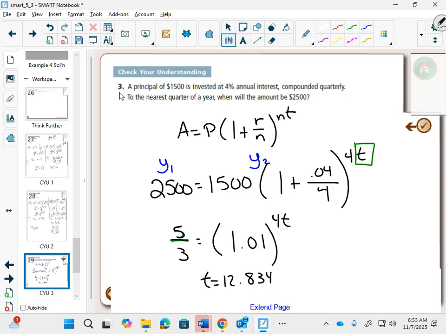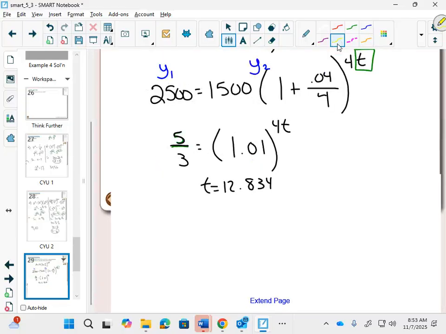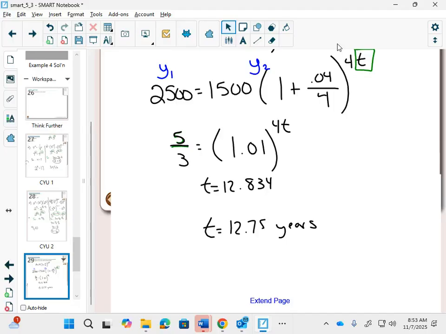And here, afterwards I read it, it says to the nearest quarter of a year, 12.75 years, it won't be quite enough, right? Because it's a little bit less. 13 years, it would be a little bit more. So you'd have to wait 13 years to get that $1,000, right? Which seems like a long time to wait.